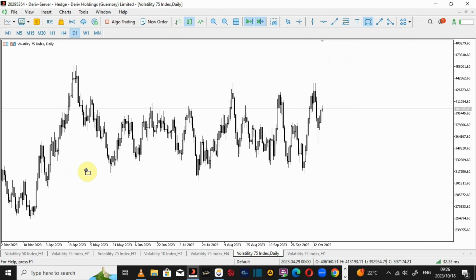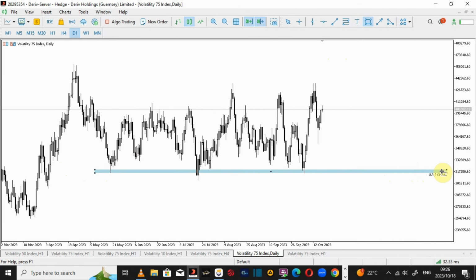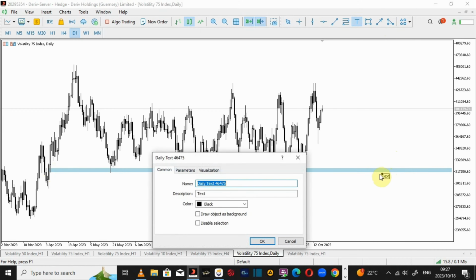Yes, so this is VIX 75 index daily analysis update. So in this daily analysis update, we'll start by identifying the support and resistance levels on this synthetic. So support and resistance levels will actually help you understand market direction and market movement. Please note, support and resistance are also known as supply and demand zones.